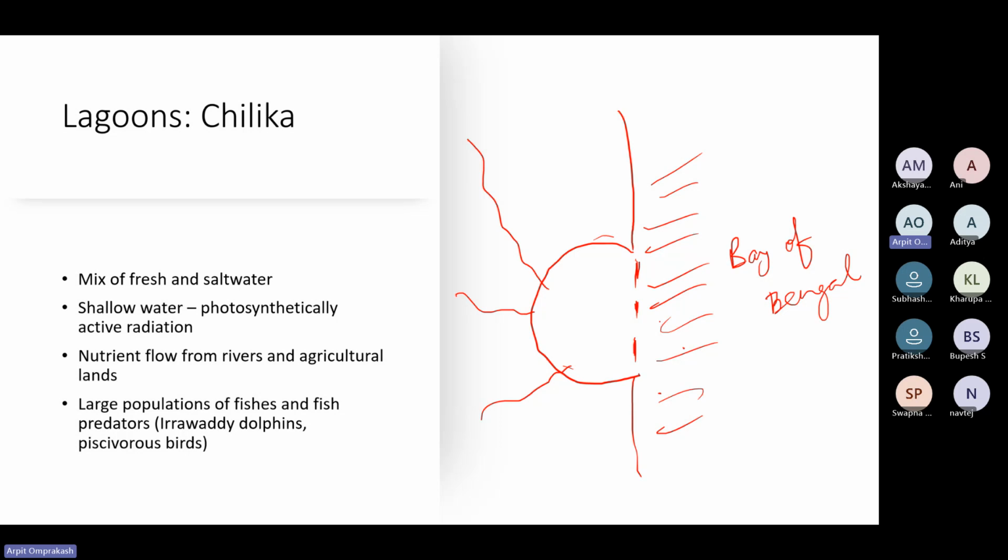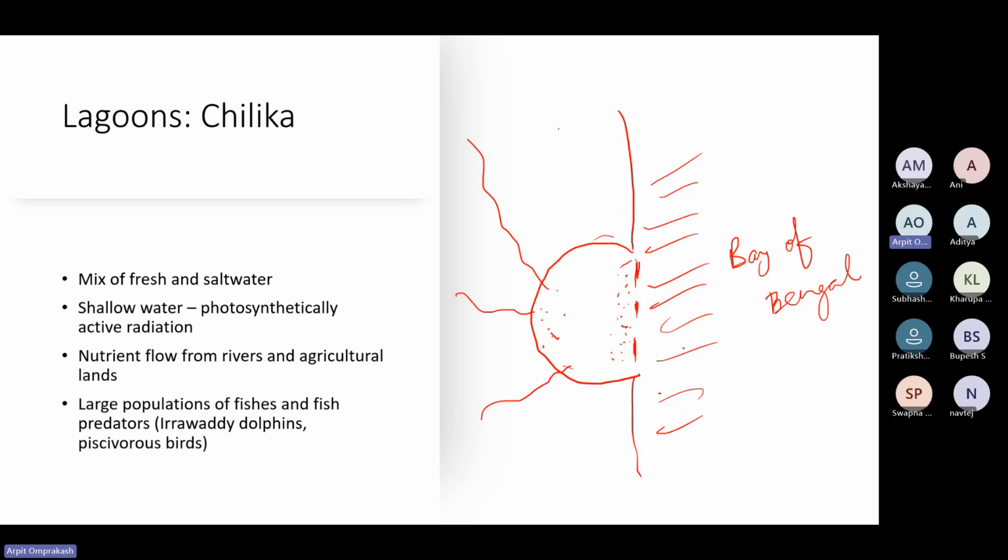These are slightly elevated sand structures, and there are gaps here where seawater can get in and out, and there's river water coming from these other places. So here again we have a gradient of salinity, where this part of the water will be much more saline than this part, right? And the water that is present here is generally very shallow, 2 to 3 meters in depth.